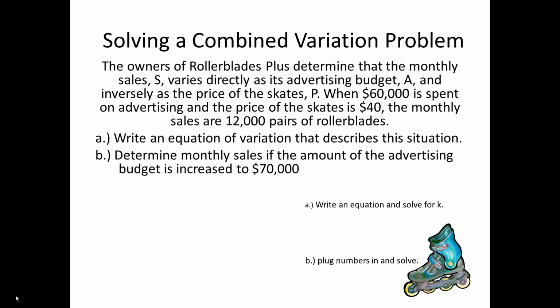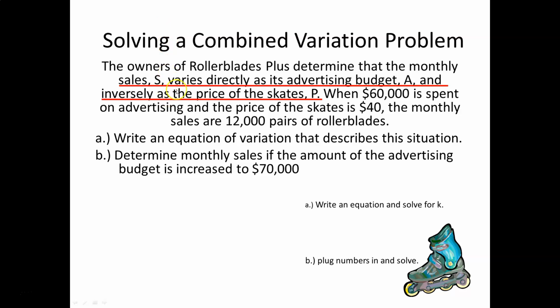So first, we want to write an equation of variation that describes the situation, and then we want to determine the monthly sales if the amount of the advertising budget is increased to $70,000. So let's decode some of this. Step 1 is always going to be write your equation. So let's figure out this equation.